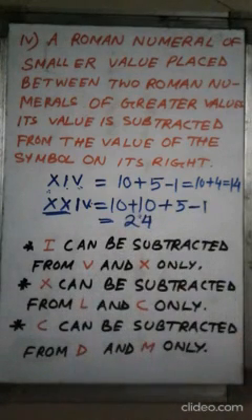There are some points you should remember. 1 can be subtracted from 5 and 10 only. 10 can be subtracted from 50 and centuries, or 100. 100 can be subtracted from 500 and 1000 only. These are the important points you have to remember.